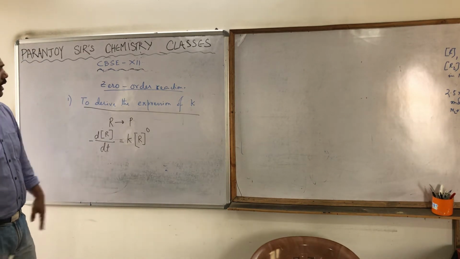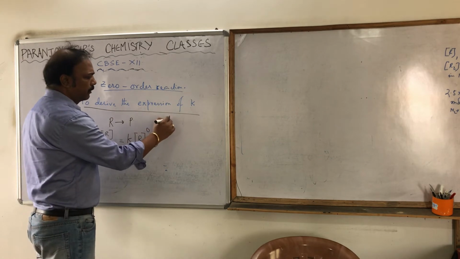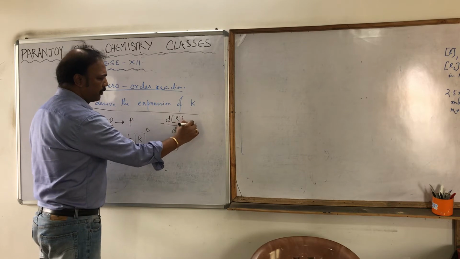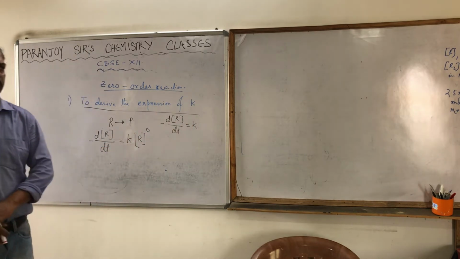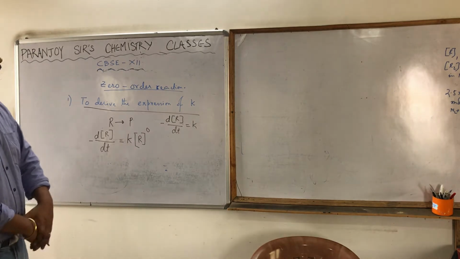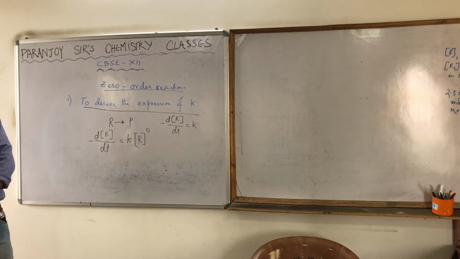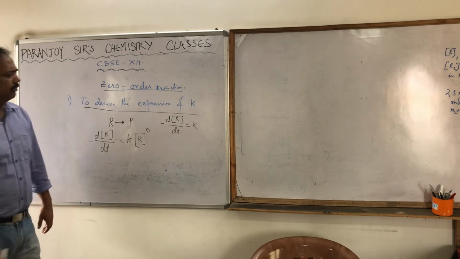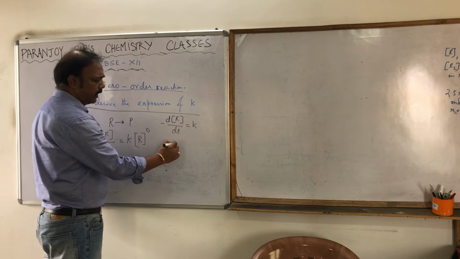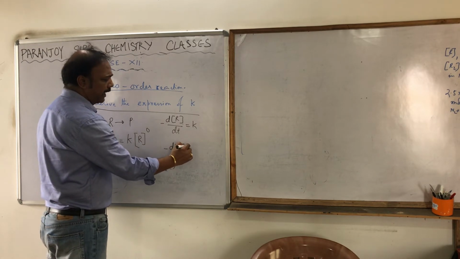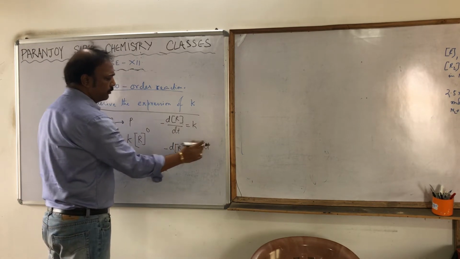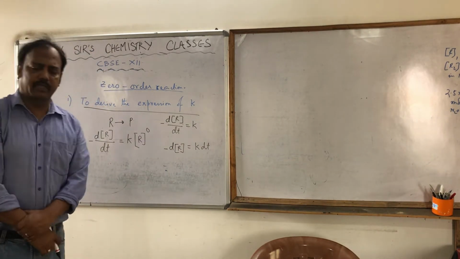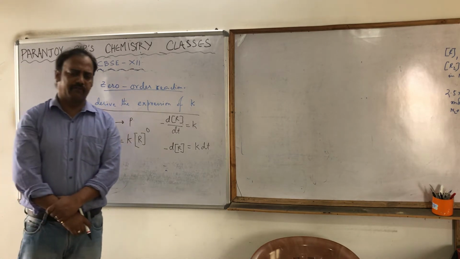Okay. So can I write minus d[R]/dt equal to K, because [R] to the power 0 is nothing but 1. Hope you are doing it with me also. Please do it with me also. Minus d[R]/dt equal to K, because R to the power 0 is nothing but 1. Okay, or we can write minus d[R] equal to K dt. Just as I told, simple mathematics, a simple simplification of a term.